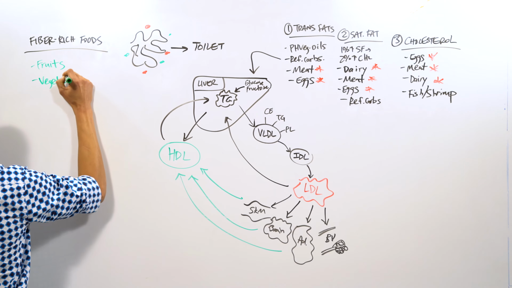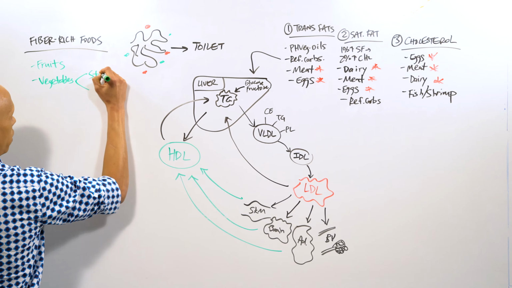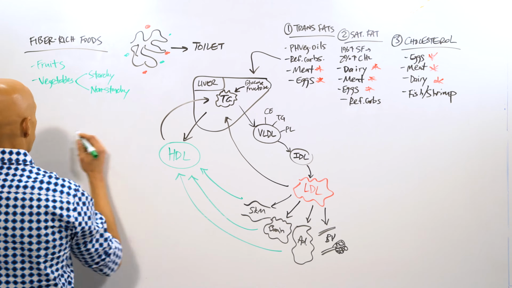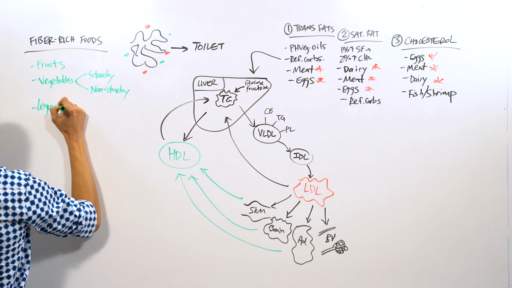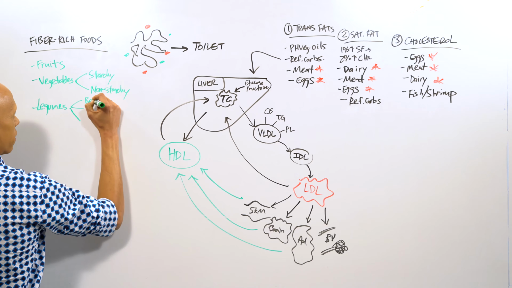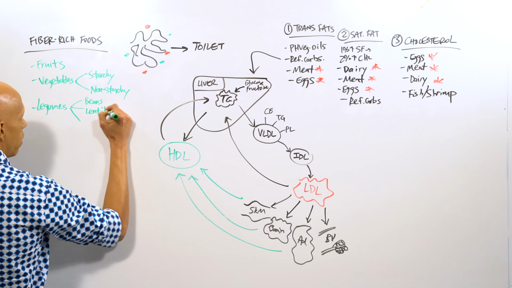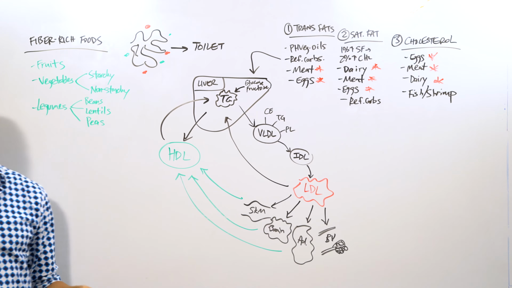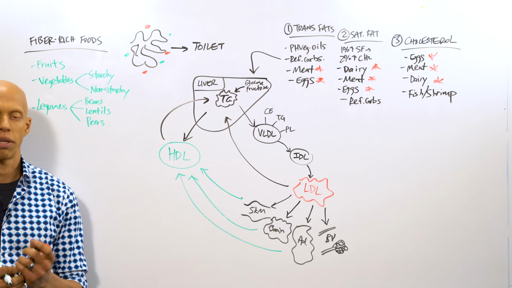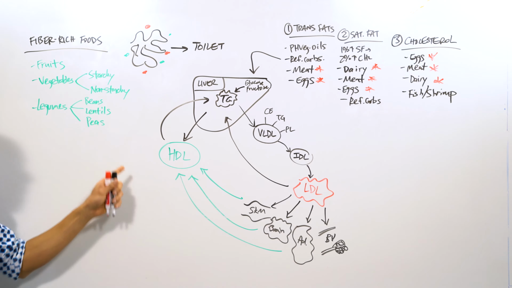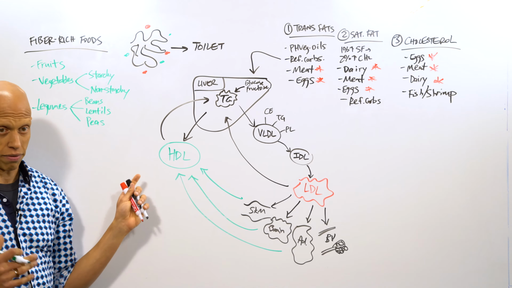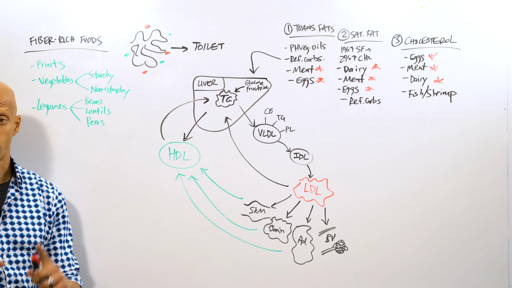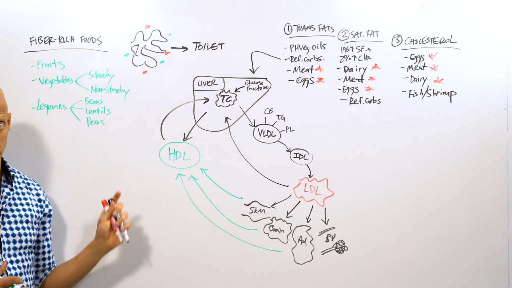Vegetables, whether they are starchy or non-starchy. Legumes, including beans, lentils, and peas. Now, all beans are included in this category, and these are things like black beans, kidney beans, navy beans, white beans. They all are fiber-rich, and they all have a cholesterol-lowering effect. In addition, lentils, whether they're yellow lentils, green lentils, black lentils, red lentils, all of them have potent cholesterol-lowering effects.